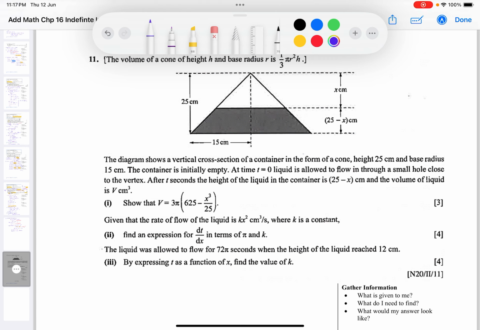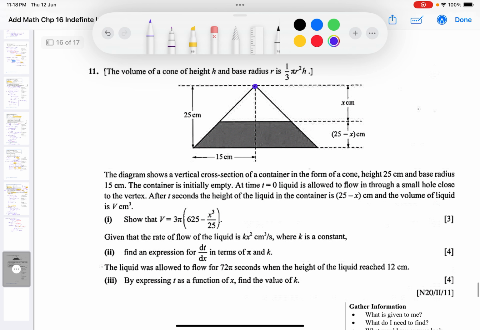Okay, so the container is initially empty. At t equals to 0, the liquid is allowed to flow through a small hole close to the vertex. Okay, that means over here, this is the vertex. Here, the water flows through here. After t seconds, the height of the liquid in the container is 25 minus x, and the volume of liquid is given by V. Show that V is given by this expression.